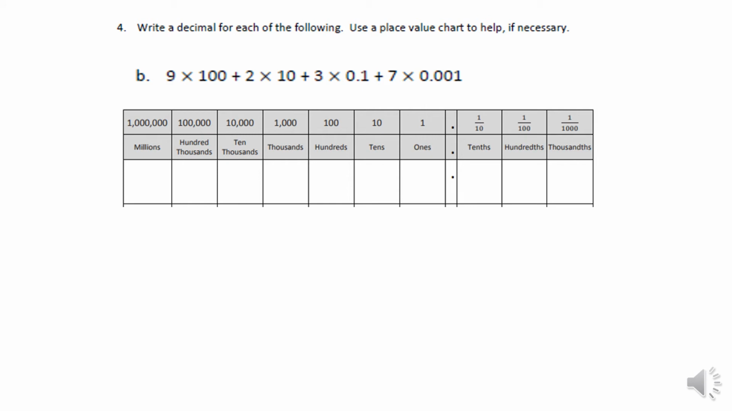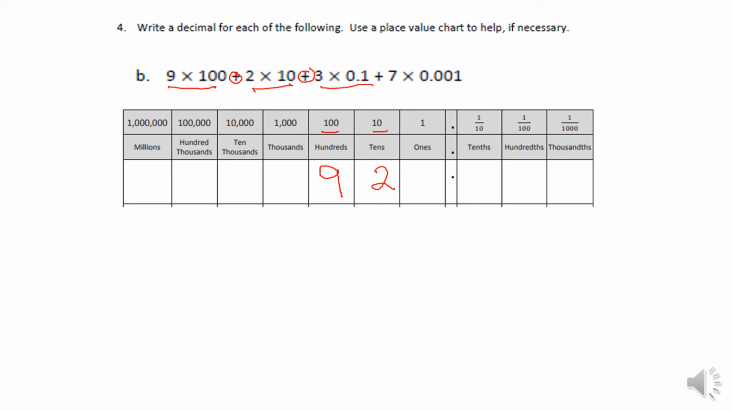Once again, here's our place value chart we're using. Now I'm looking at 9 times 100. So 9 in the hundreds place. So here's my hundreds place right here. So I'm going to put a 9 in there. That's 9 times 100. Plus 2 in the tens place. Here's my tens place right here. I'll put a 2 there.